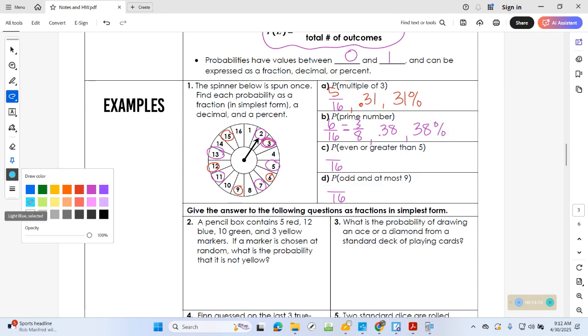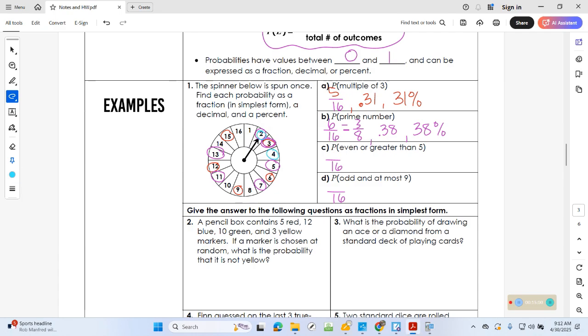Even or greater than 5. Let's do this one in blue. So even numbers. Let's start with the evens. So 2, 4, 6, 8, 10, 12, 14, 16. Or greater than 5. We're going to have a lot here, aren't we? Okay, greater than 5. I already got 6 circled. So 7, 9's greater. Oh my gosh, all of these are greater. Okay, count them. How many total do you have there? 13.